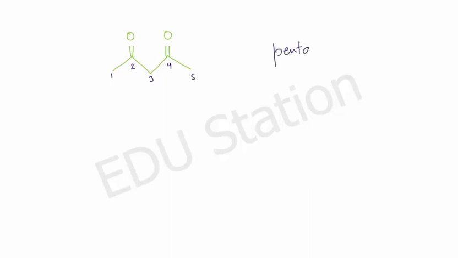Pent, all single bonds, ane, 2, 4, di-one. There are 2 ketones, so dione, 2 and 4, and it will be pentane-2,4-dione. So bond line is a very simple way.